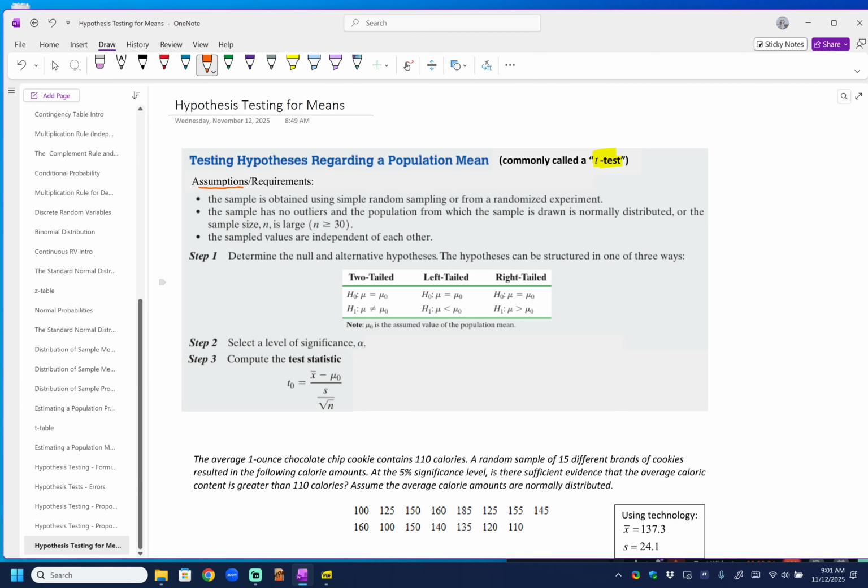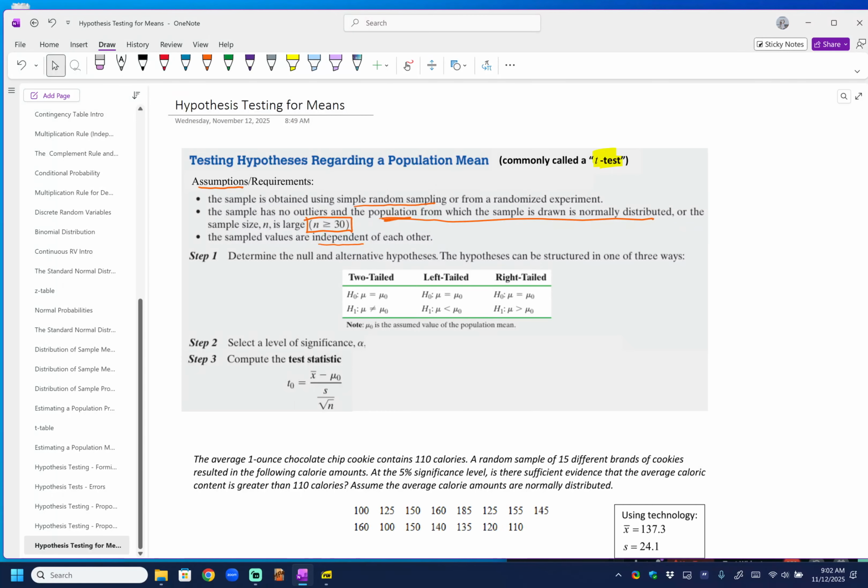Our first assumption should be very familiar to you. We do need an SRS. That's the same across both tests, proportions or means. Remember, we do need a normality assumption. If you go back to previous material, the normality assumption for any type of mean inference is always going to be either a normal population, or if it's not, our very famous n is greater than or equal to 30, which comes from the central limit theorem. Lastly, our sample values must be independent of one another. That is also similar to the proportion test.